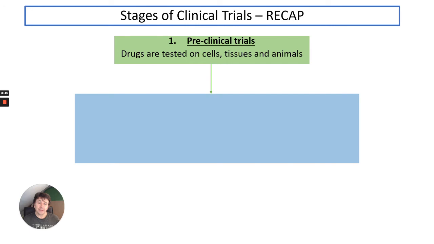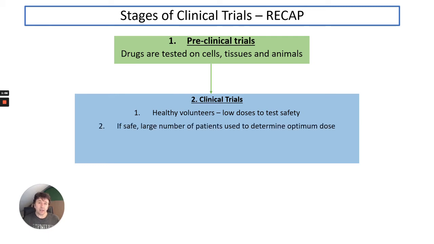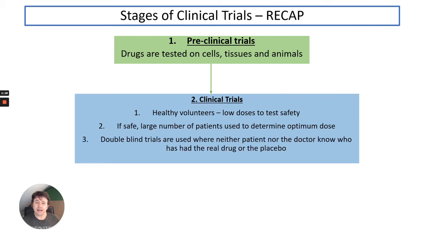Then you get clinical trials, so you start to use it on humans, and the first set of humans are healthy volunteers. So what you do is you give them low doses, and you're really testing the safety of that drug, not testing whether it's actually working, but testing whether it's safe to use. Secondly, if it's safe, then a large number of patients are used to determine the optimum dose. So they'll give it to patients that volunteer, and they will then work out what's the correct dose without producing too many side effects. And then they will eventually do what we call double-blind trials.